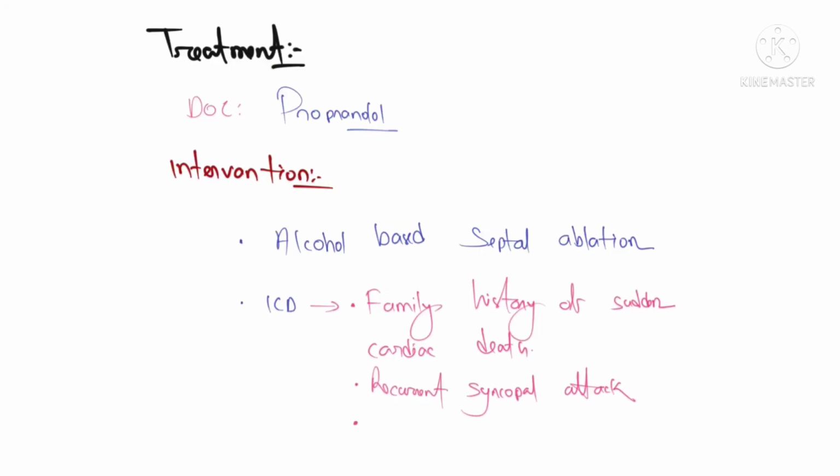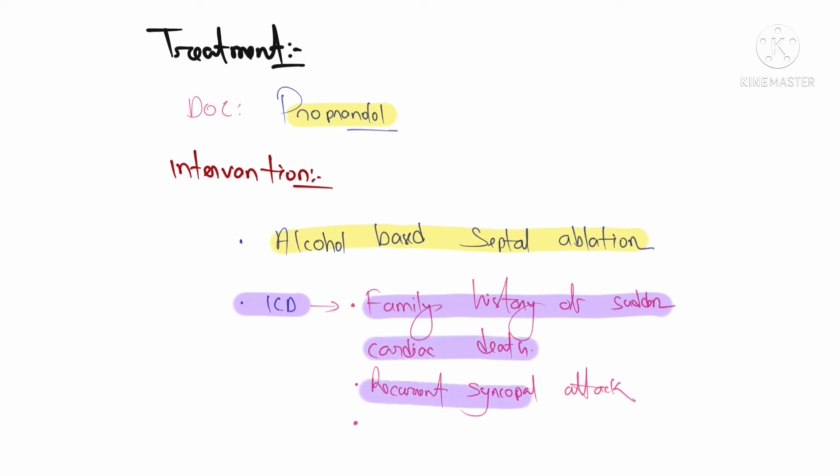The drug of choice for HOCM is propranolol. We can do some interventions also in HOCM. The first is alcohol-based septal ablation, and the second intervention is ICD. We must consider ICD intervention in case of any family history of sudden cardiac death, recurrent syncopal attack, or septal wall thickness more than 30 mm.